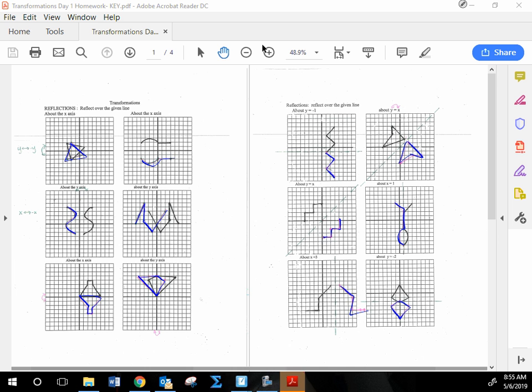Just remember with the reflection, again, count the same distance away. The trickiest that it gets is when we do y equal to x, y equal to negative x. Kind of count diagonals, or you can just flip-flop your points. Going across y equal to x, the point (x, y) transforms to the point (y, x). So they just flip-flop locations. Same thing with y equal to negative x, they flip and change signs. Do we have questions with the reflections?